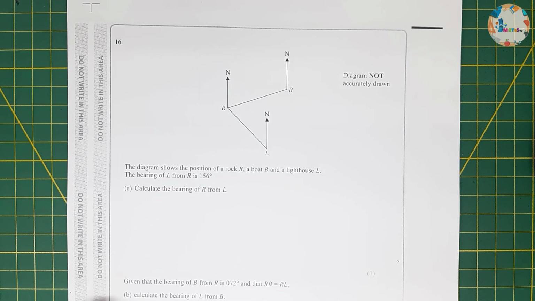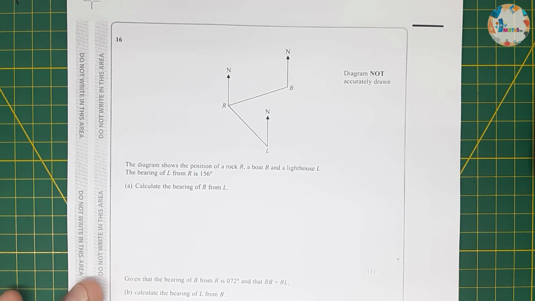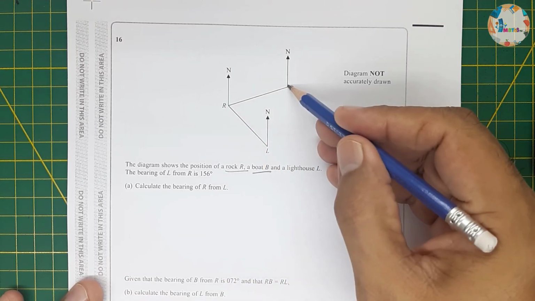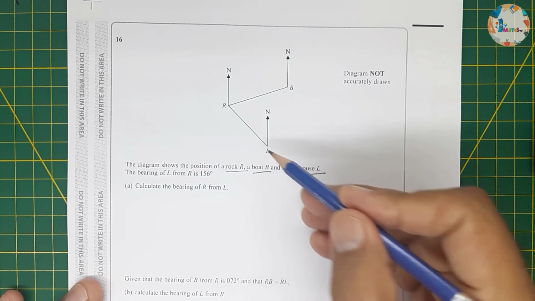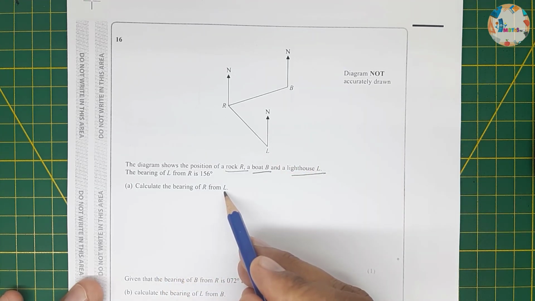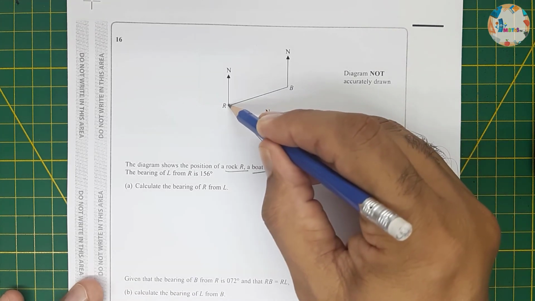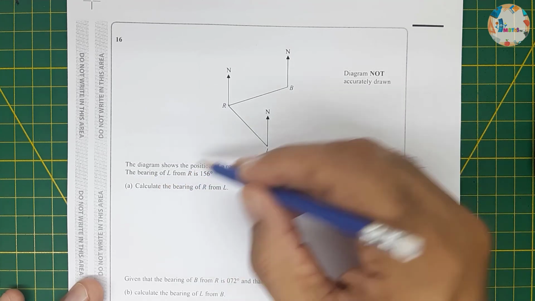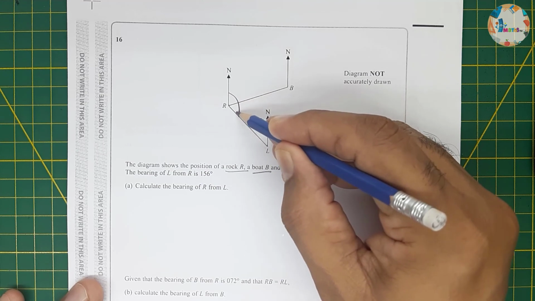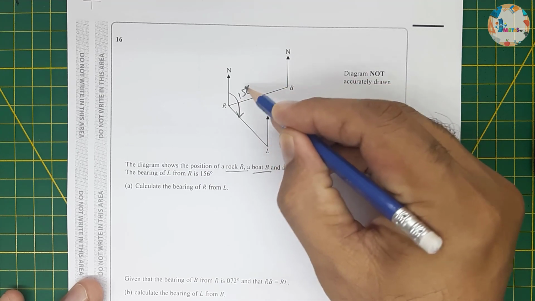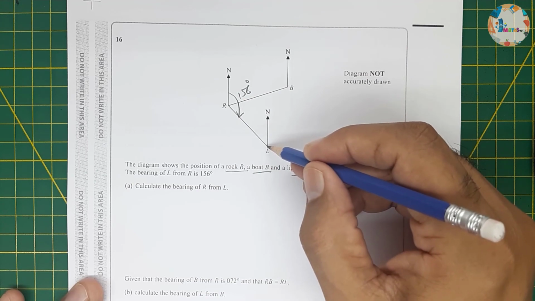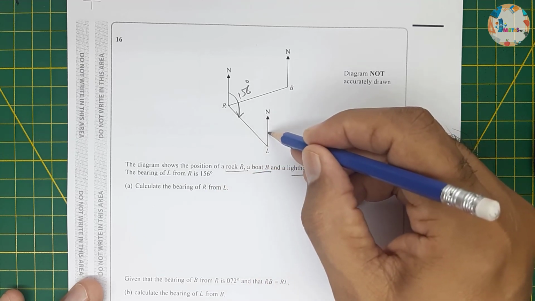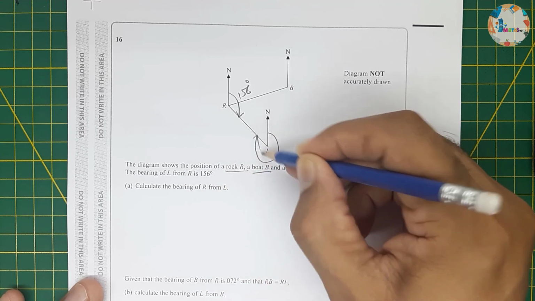Now this is question number 16, and the diagram shows the position of a rock R. Rock R is this one, boat B, which is this one, and lighthouse is over here. Calculate the bearing of R from L. So basically bearing of L from R will be this much angle, which is 156 they have provided us, and bearing of R from L will be this complete angle.